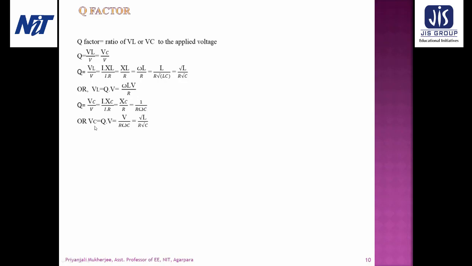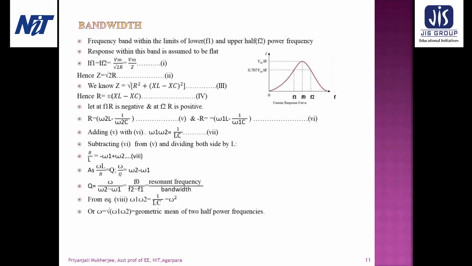Or Vc is equal to Q into V. From this equation we can find out that Vc is equal to root over of L by R into root over of C. So from these equations we can say that the voltage across the inductor is equal to the voltage across the capacitor. And in both cases, the Q factor is equal to root over of L by R into root over of C. Next is the bandwidth.